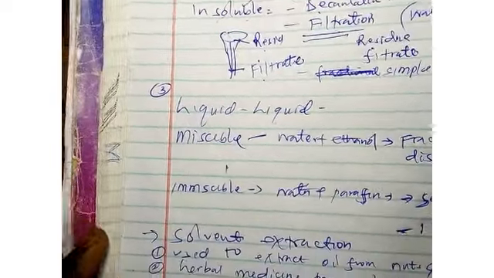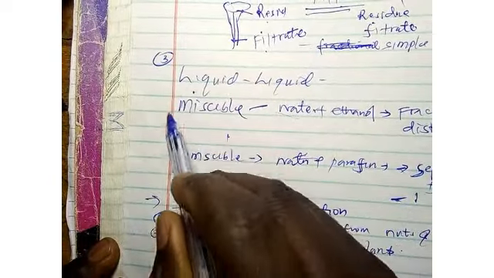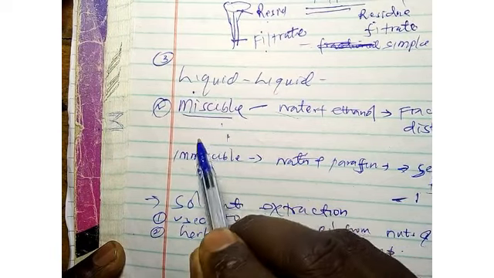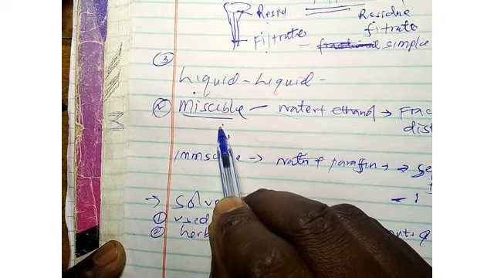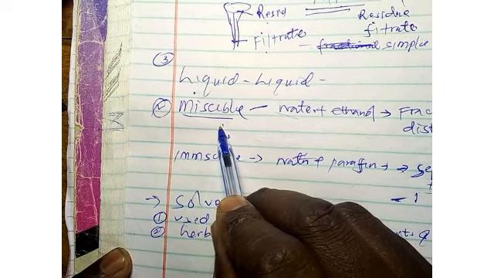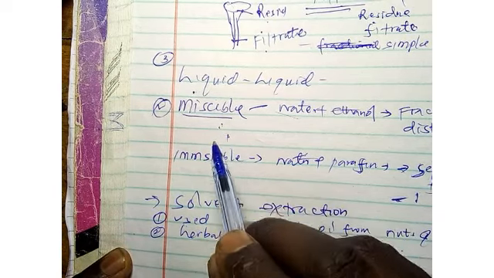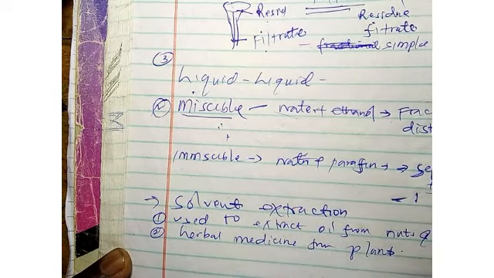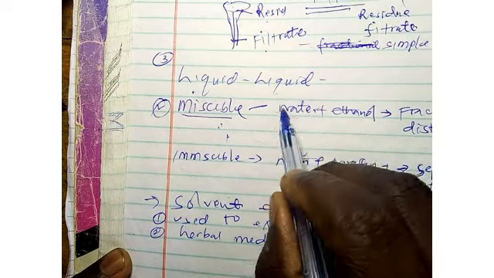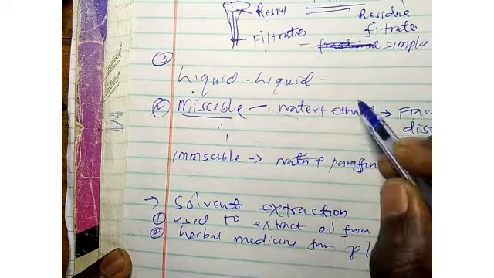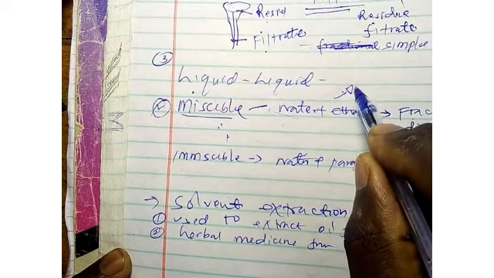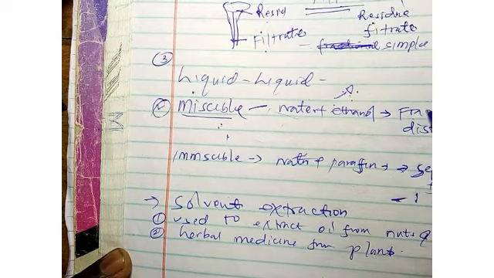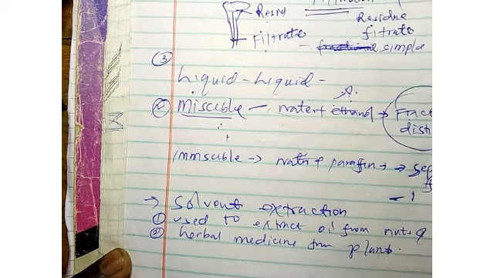We have liquid mixtures. Liquid mixtures, we have two types. Type 1 is miscible, the one that dissolves to form a uniform color. We call it a homogeneous mixture. If it forms a homogeneous mixture, then we have to do fractional distillation. And you should know that liquids which are separated by fractional distillation must have different boiling points. That's why they are able to be separated by fractional distillation.